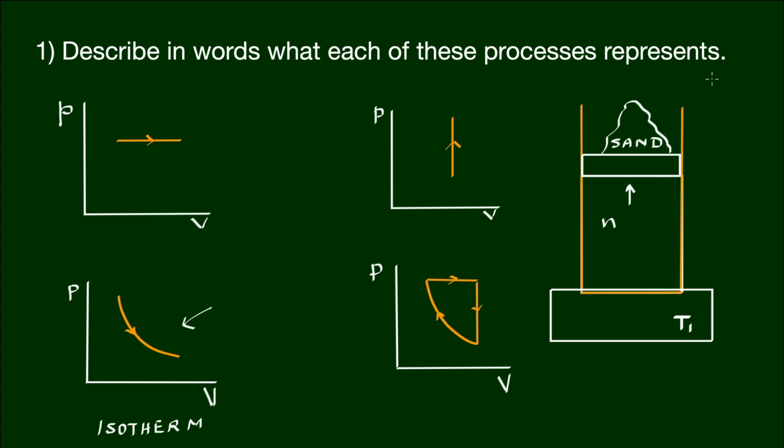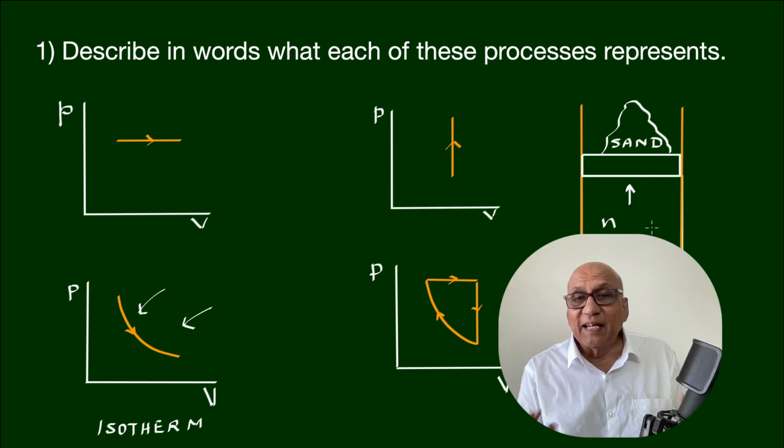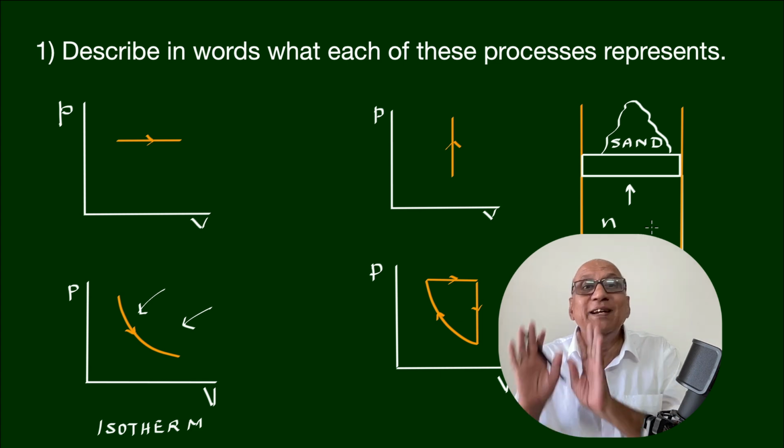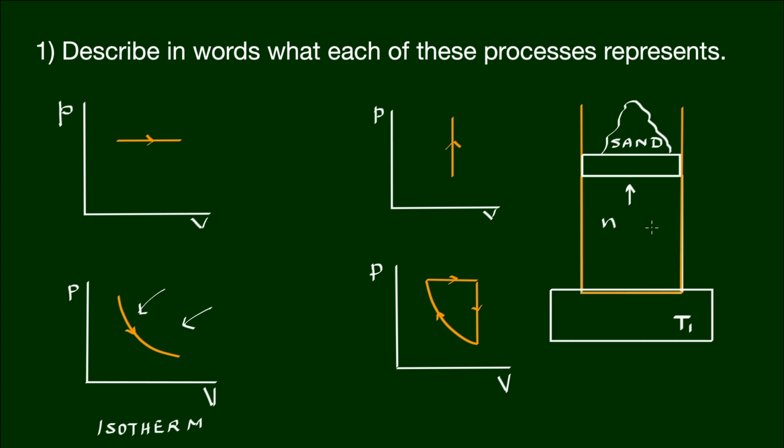As I remove the sand little by little, the piston will move up, the gas will expand at constant temperature, and the process is represented by this graph. So this is an example of an isothermal expansion. During this isothermal expansion, two things are happening. As the gas pushes up on the piston and the sand, the gas is doing work. Now, the gas does work, it loses energy. We'll see later that the internal energy of an ideal gas is proportional to the temperature. So, if it only did work, it would cool down. The temperature would decrease. But in order to keep the temperature constant, heat would have to flow in from the reservoir.